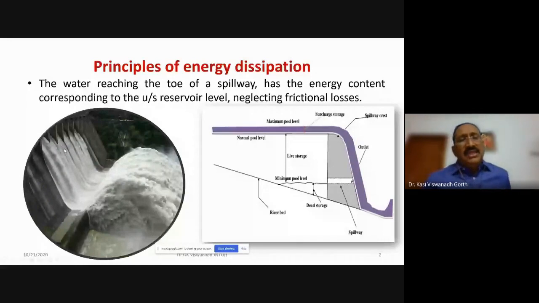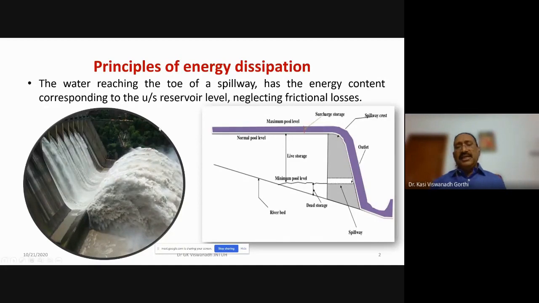You can see here in the figure, water is directly falling, possessing more and more potential energy, to the downstream portion. As a result, a conversion to kinetic energy takes place at this portion. So the water falling from higher energy levels to lower energy levels undergoes a conversion from potential energy to kinetic energy. The water reaching the toe of the spillway has the energy content corresponding to the upstream reservoir level, even if you neglect the frictional losses. Whatever the level on the upstream side of the dam, it possesses the corresponding energy.